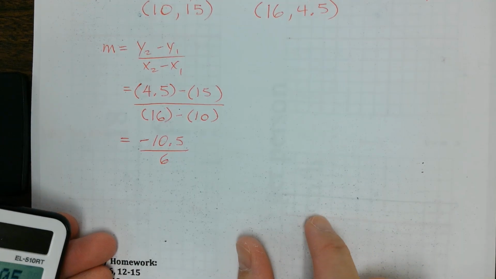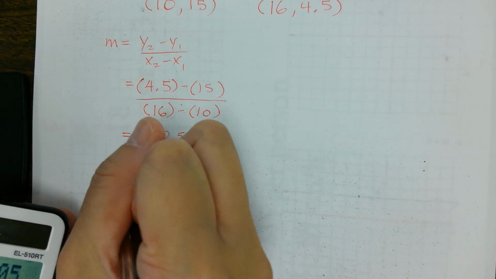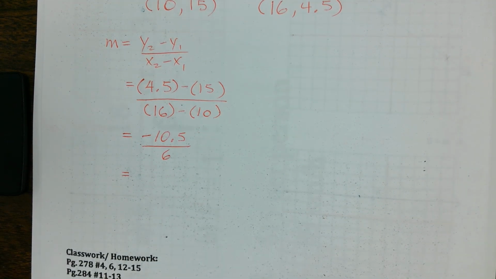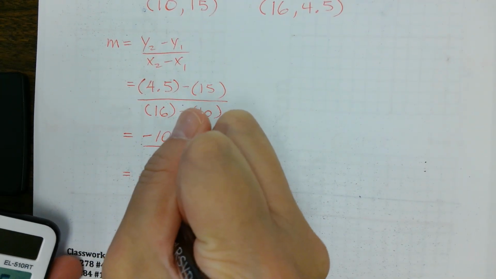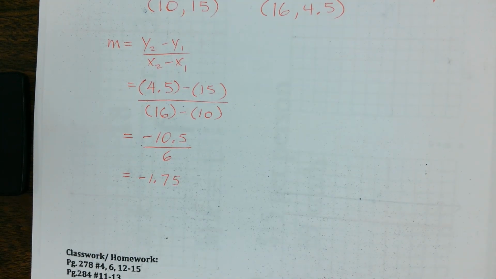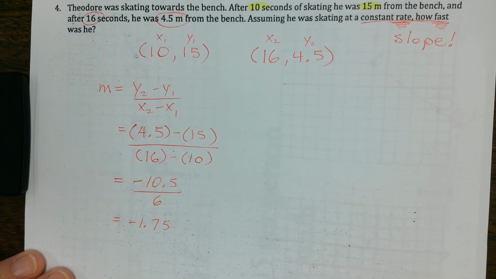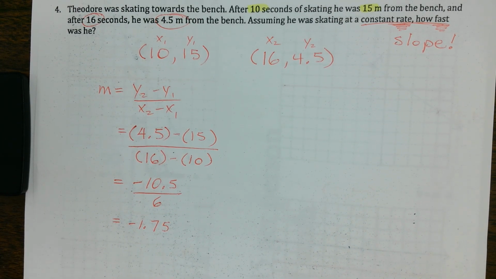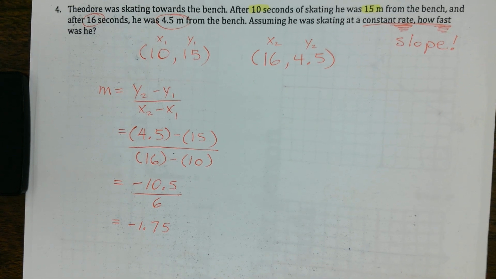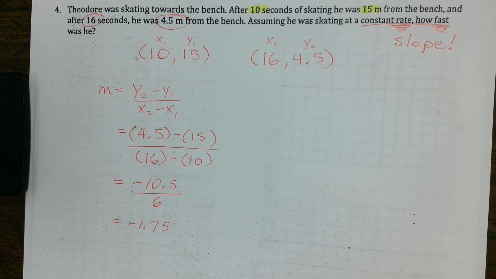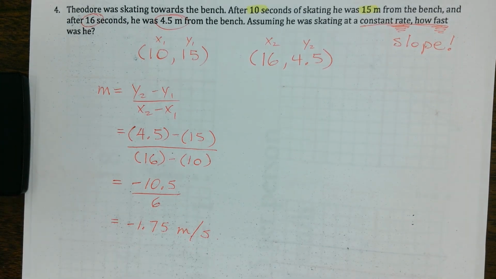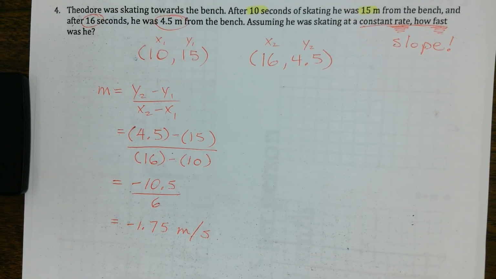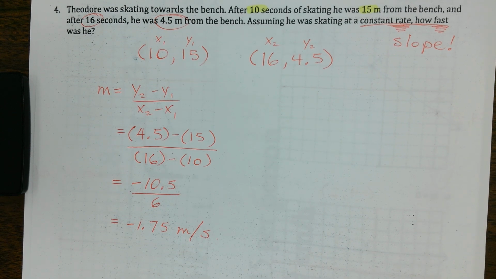Over 6. Since I have a decimal and a fraction, we don't like decimals and fractions. We can simply just divide it out. You get negative 1.75. What's my unit? Pedro? Meters per second. Good. Okay, but can we have negative speed? Negative speed doesn't make sense.